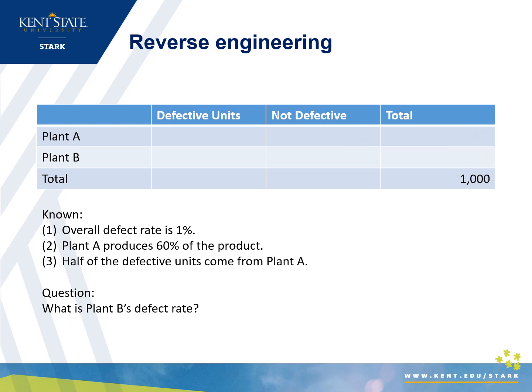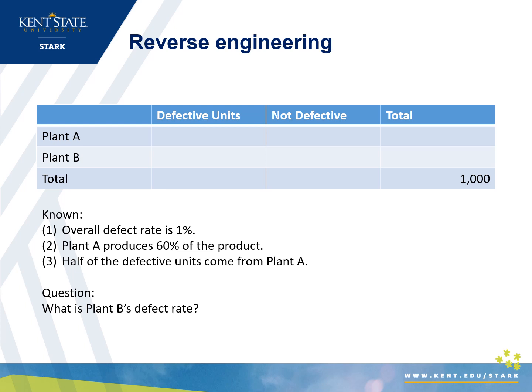Now that we've seen how we can use a contingency table, let's show how we can create a contingency table based on a few conditional probabilities. In this case, we're not going to create the whole thing. We have a very specific question we're trying to answer. But what we know are a few conditional probabilities.